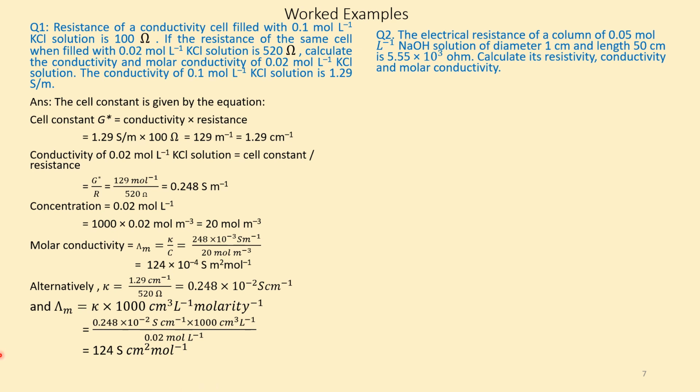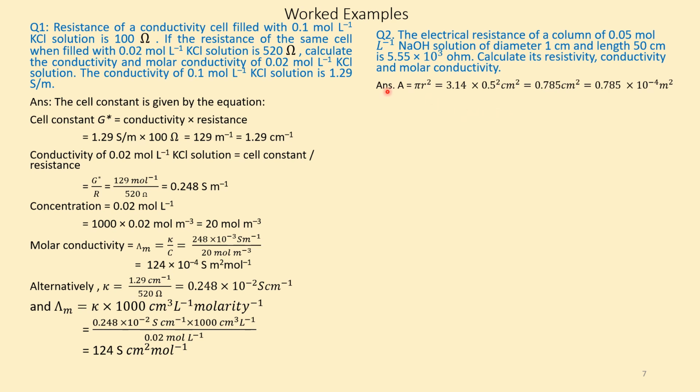Next question, the electrical resistance of column of 0.05 moles per liter NaOH solution of diameter 1 centimeter and length 50 centimeter is 5.55 into 10 to the power of 3 ohms. Calculate its resistivity, conductivity and molar conductivity. Please read the question. Pause the video and read the question again and note down all the given parameters.